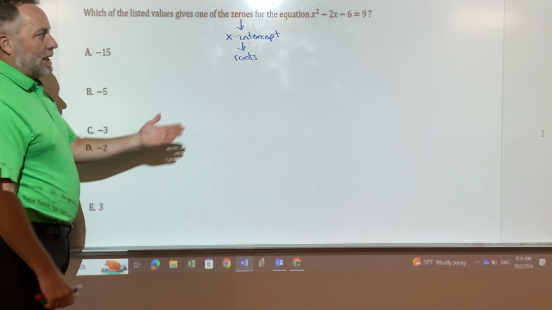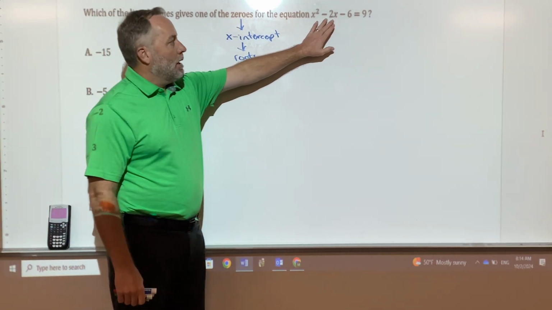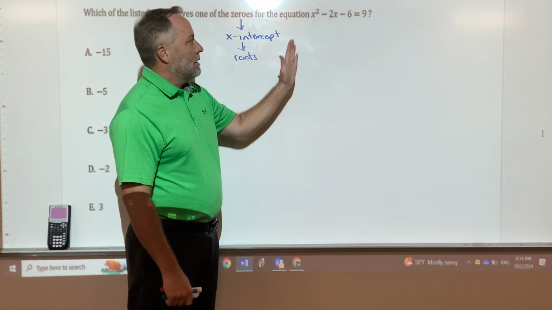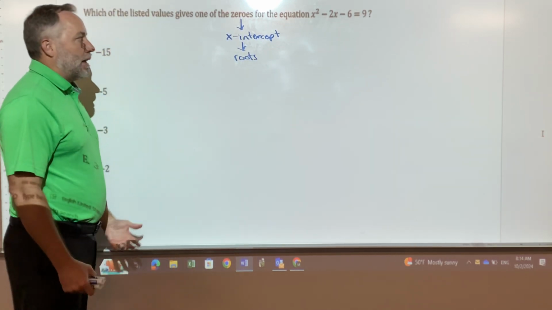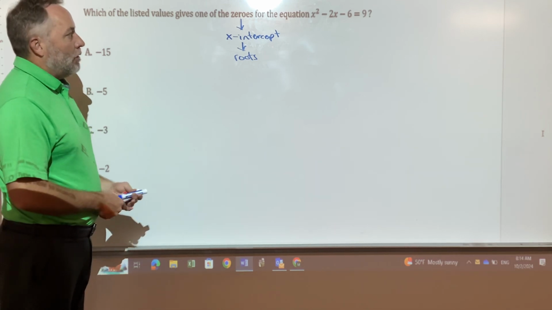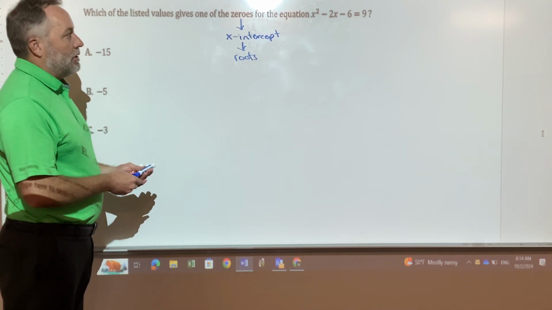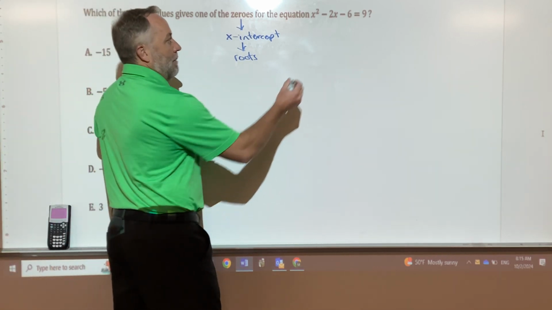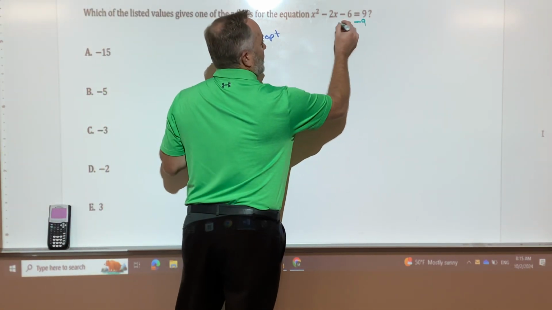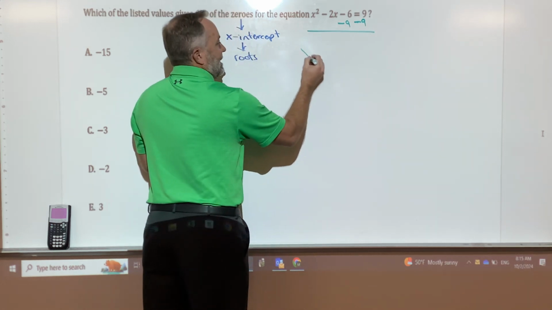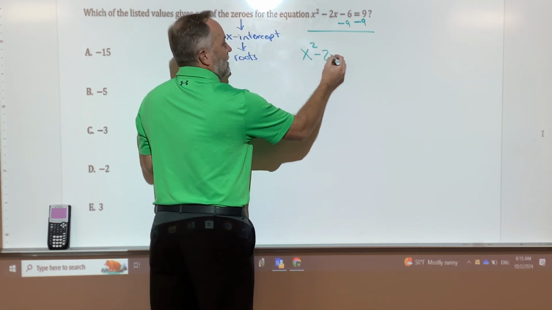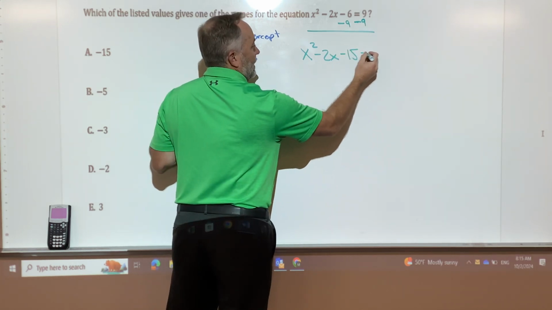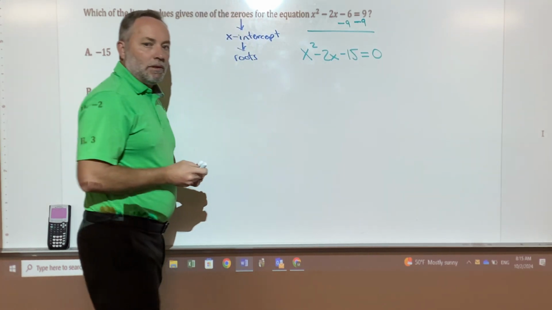Sometimes we try to isolate x, but in this case, if we do so by maybe adding 6, we see that we have an x squared and a 2x still remaining on the left side of the equation, and that causes some issues. So our strategy for this will be to set the equation equal to 0 before we solve. So let's do that by first subtracting 9 from both sides. And that would give us x squared minus 2x, negative 6 minus 9 is negative 15. And now that equation is set equal to 0.